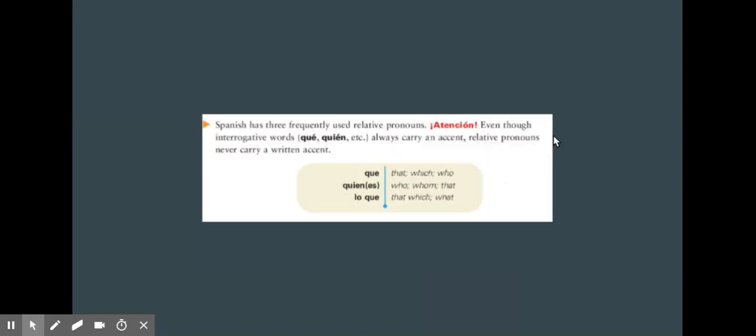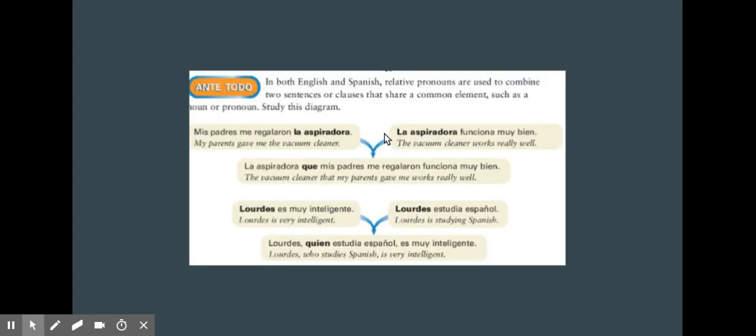So, as you can see here, relative pronouns, we have the words que, which can mean that, which, and who, quien, who, whom, and that, and lo que, that, which, and what. Now, in general, the function of it is to combine two sentences or two clauses into one. So, for example, we have the sentence, my parents gave me the vacuum cleaner, mis padres me regalaron la aspiradora, and the following sentence, la aspiradora funciona muy bien, the vacuum cleaner works really well.